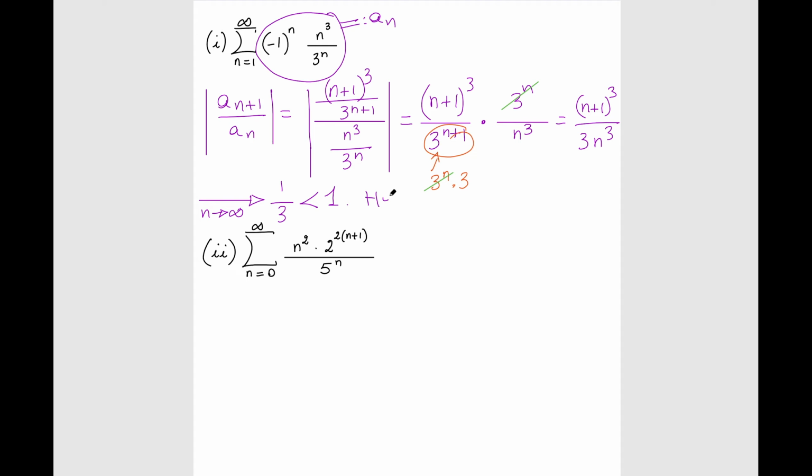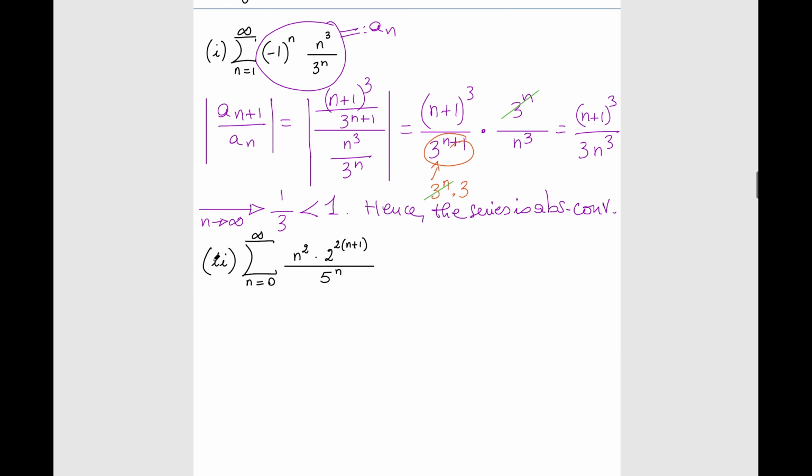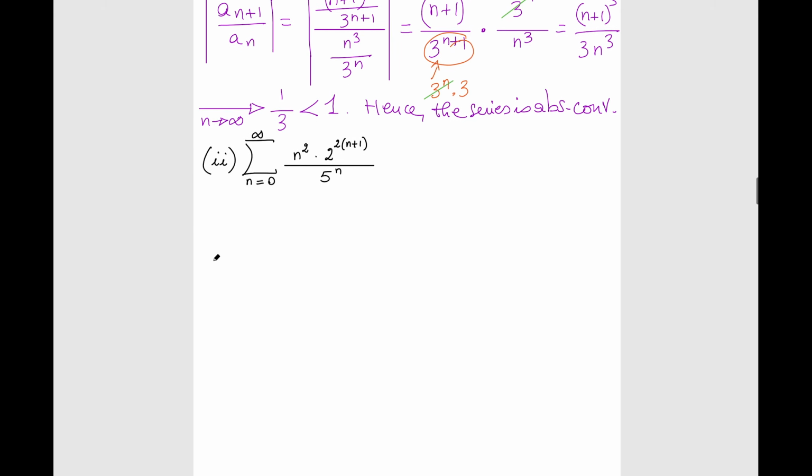So hence the series is absolutely convergent. Okay, because the question was, is it absolutely convergent, conditionally convergent, or diverges? In this case, the series is absolutely convergent. Part 2.